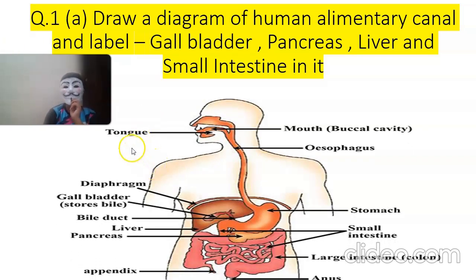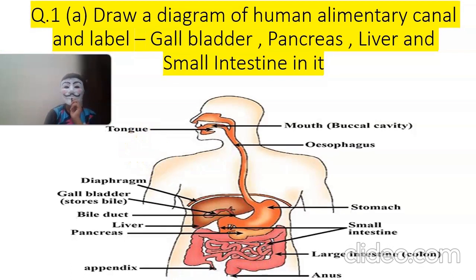You can see the tongue, the mouth, which is the buccal cavity. This long hollow tube is the esophagus. Then the diaphragm, then you can see the gallbladder. The gallbladder actually stores the bile. Then you can see the stomach where the food goes. Then you can see the liver, then the small intestine.